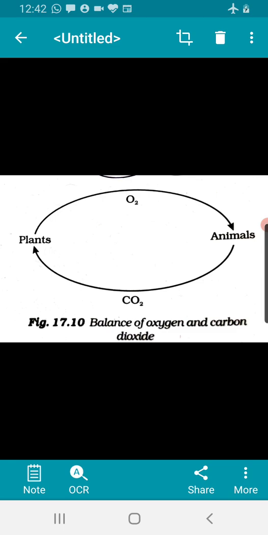Now you can see the forest is maintaining the balance between oxygen and carbon dioxide. How do they maintain it? There are a large number of trees in the forest. During the day, trees prepare food using atmospheric carbon dioxide by a process of photosynthesis and release oxygen into the atmosphere. Animals use oxygen and release carbon dioxide in the process of respiration. The rate of photosynthesis is more than the rate of respiration. So, in the forest, photosynthesis of plants and respiration of both plants and animals maintain the balance between oxygen and carbon dioxide. Thus, they maintain the balance between oxygen and carbon dioxide in the forest.